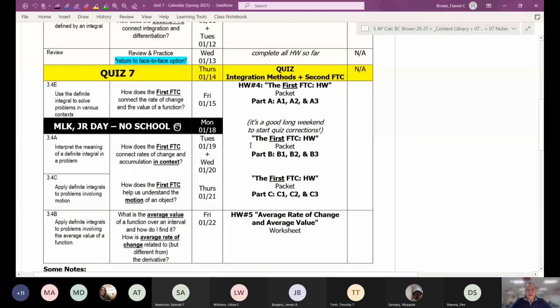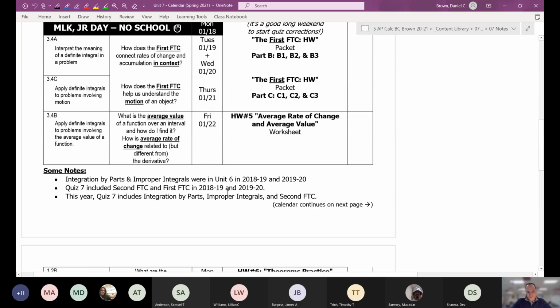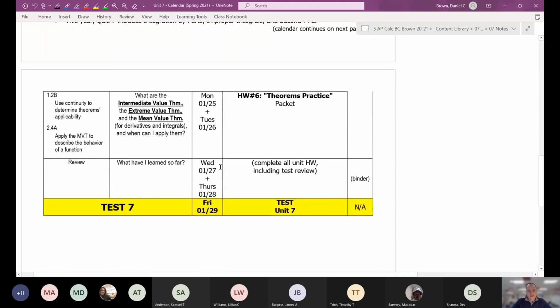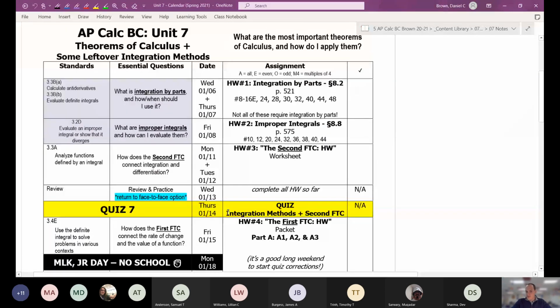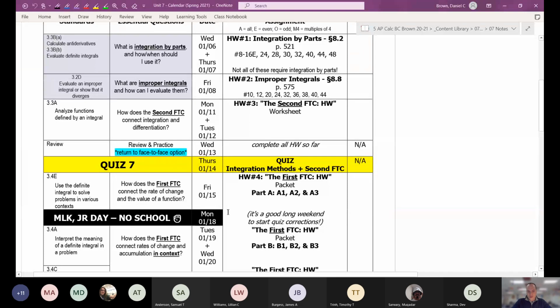After the quiz is a big topic that we have called the first fundamental theorem of calculus. These are going to be the word problems. I will say starting the 15th, you will need a graphing calculator. So if you don't have your own graphing calculator, definitely reach out to me so I can make sure one is assigned to you. And then our test is going to be at the very end of the month. This is one of the longer units that we have. There's a lot of different topics in it, but also a lot of very important topics as well.